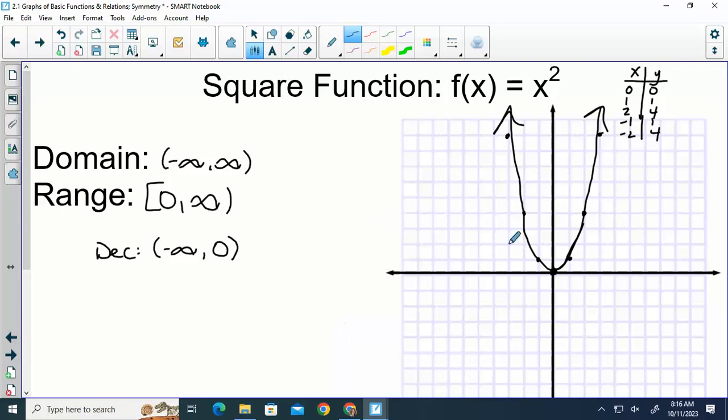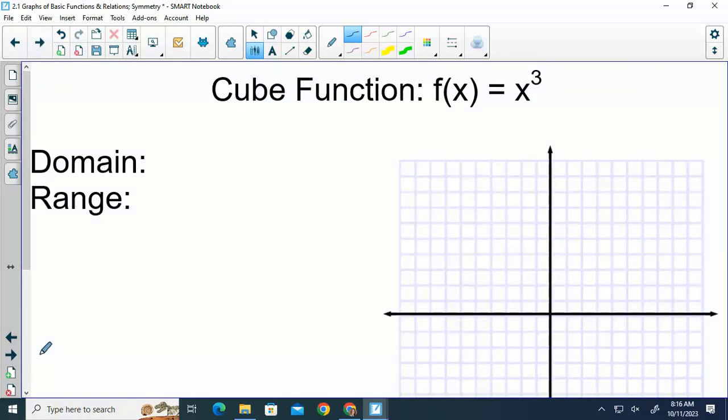So it's decreasing from negative infinity to 0, and then what does it start doing after 0? So it's increasing from 0 to infinity. All right.